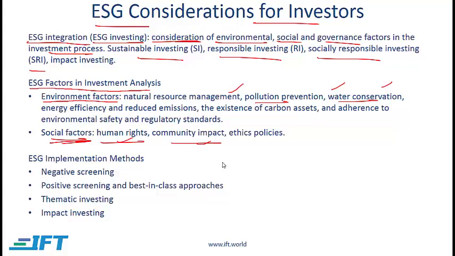So the next question is, how do investors identify socially responsible and environment-friendly companies? And these are a few implementation methods. Negative screening involves screening out companies that are not performing well with respect to the environment or not concerned about social factors. Positive screening and best-in-class approaches refers to explicitly identifying companies that do well against these variables.